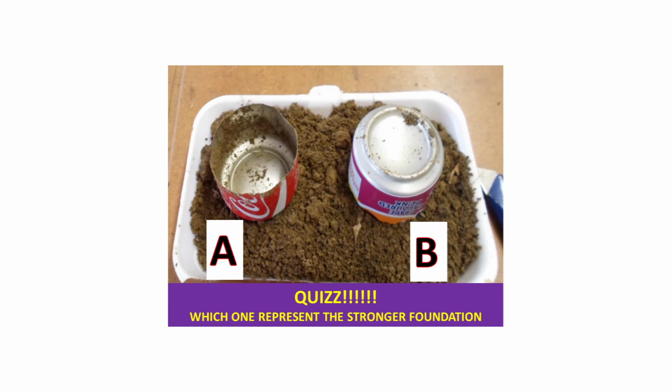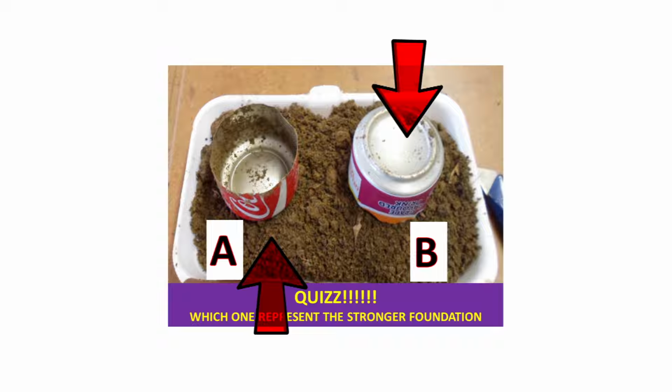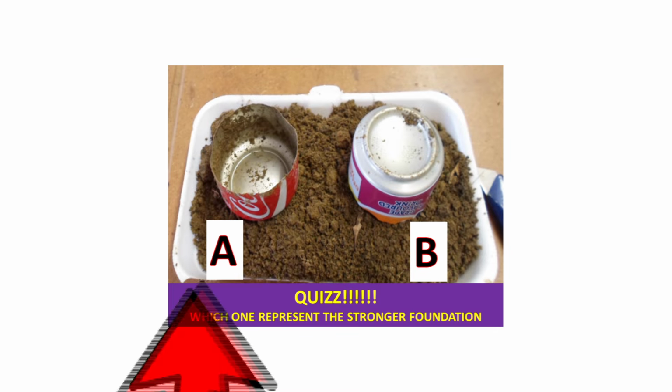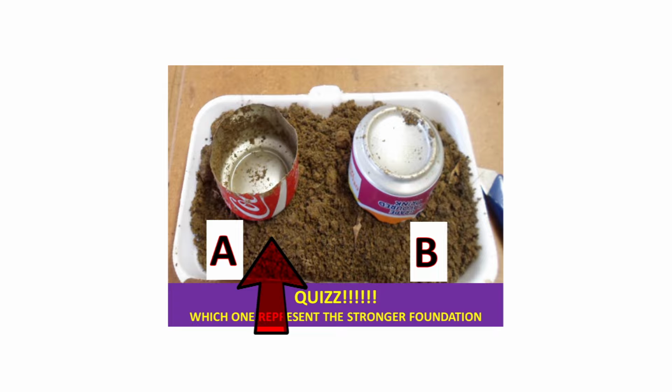I've got A and B. On A, I've got one tin placed facing upwards, and on B, I've got the other tin facing downwards. So the question is, which one is going to pose a very strong foundation for the structure? Most people might think this one is going to be strong enough because it has a nice surface base on top, and this one is not going to be strong enough, but it's the opposite.